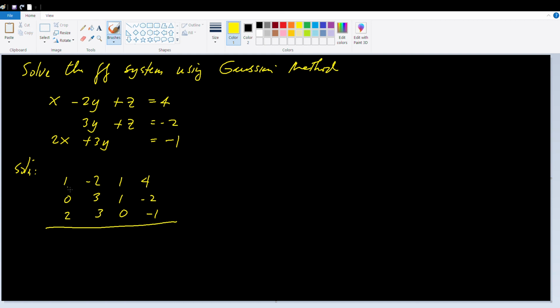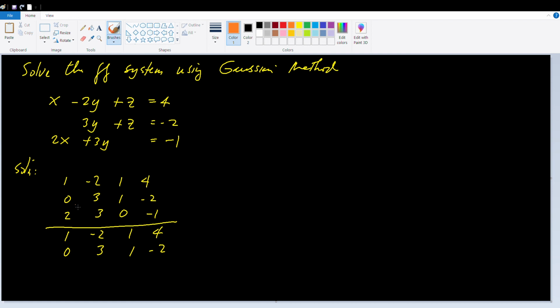Since this is already a 1, actually, it's not really necessary that your leading entry is a 1. No? So, if this is 2, you can retain that entry as 2 without converting it into a leading entry. So, since it's a 1, let us just rewrite 1, negative 2, 1, and 4. Since the entry below is already a 0, we also rewrite the second row 0, 3, 1, and negative 2.